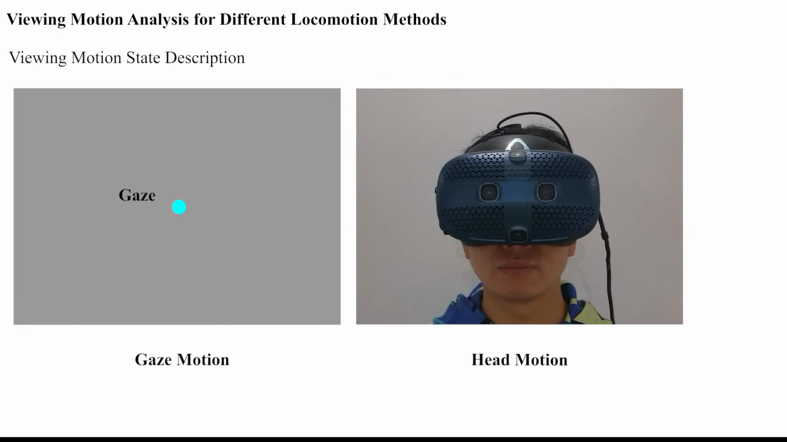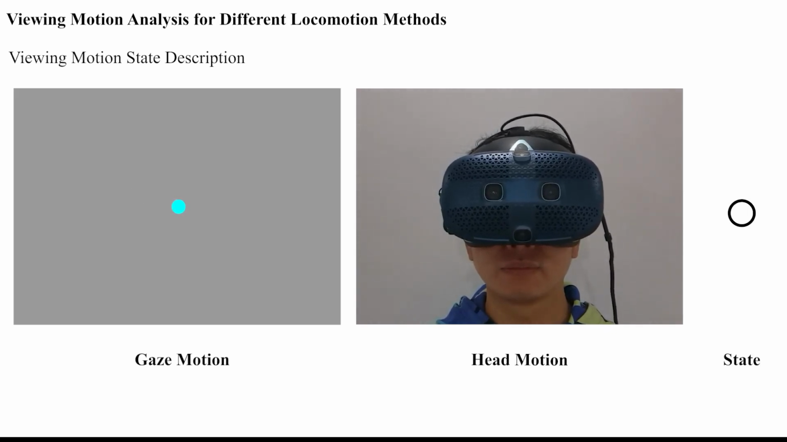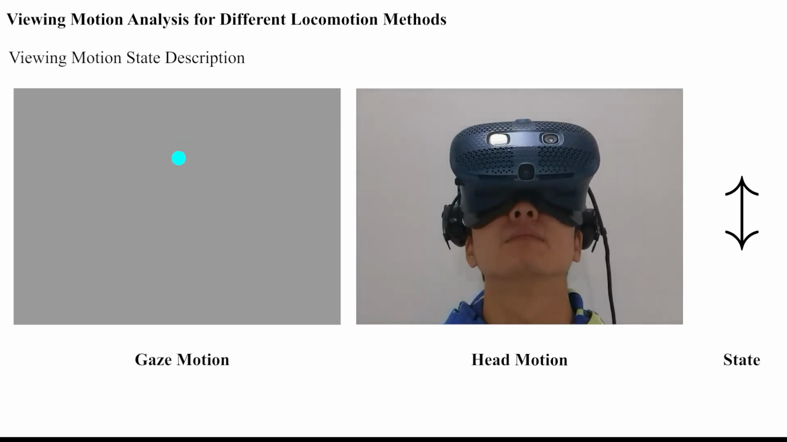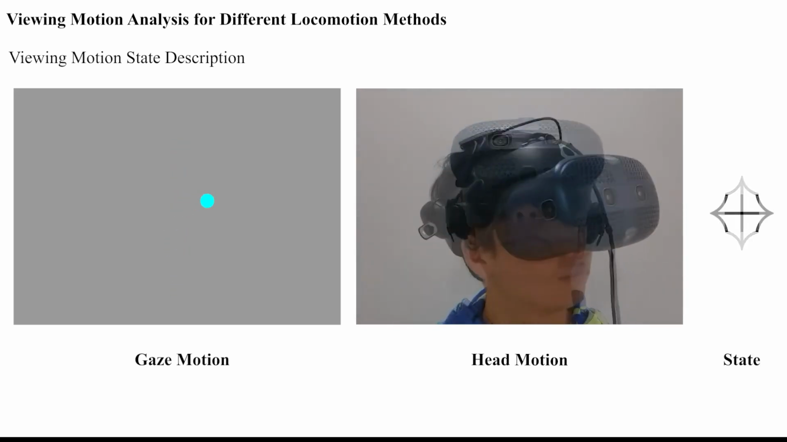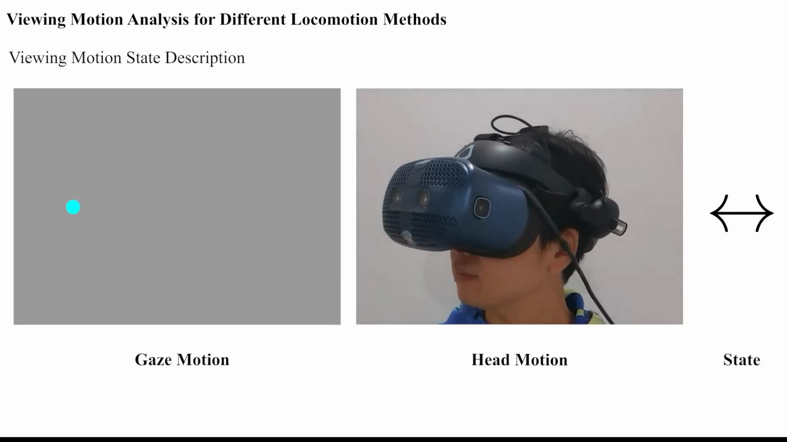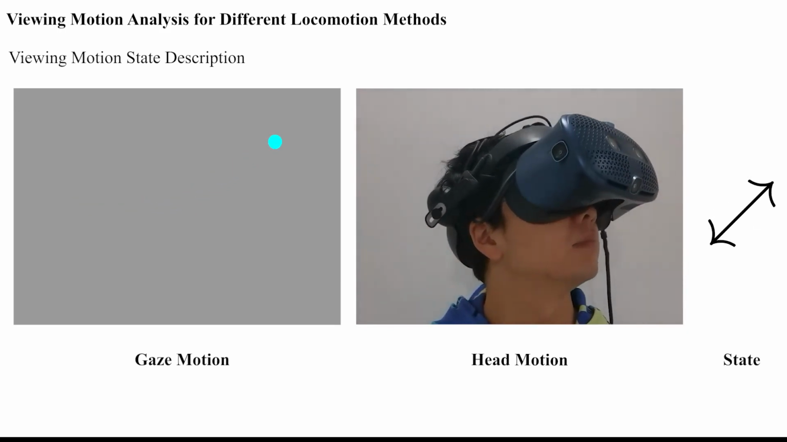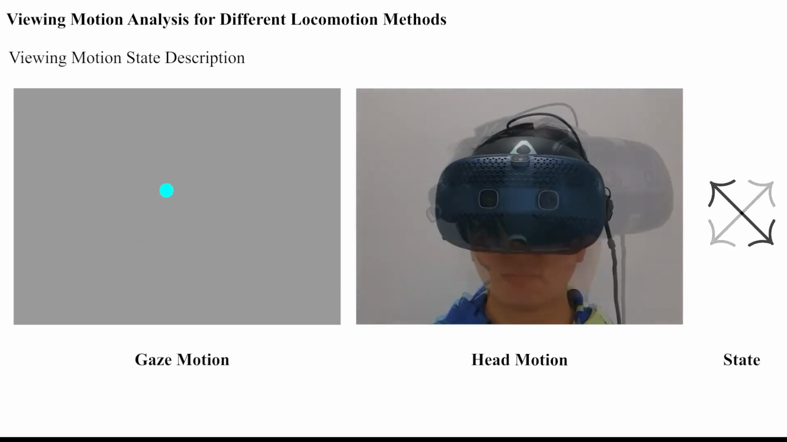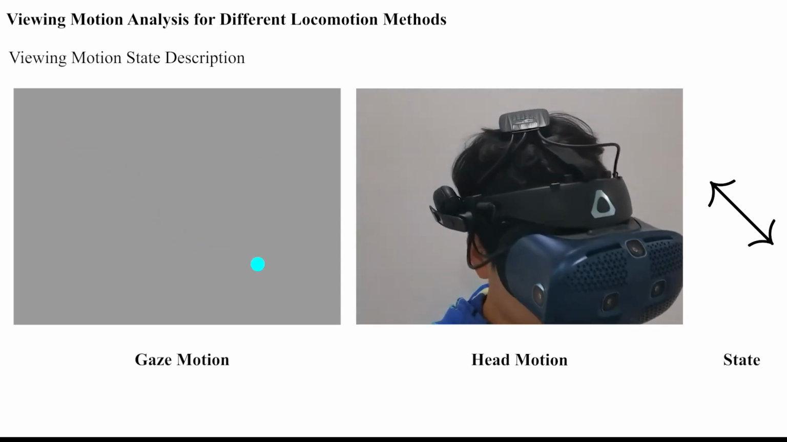The viewing motion includes gaze motion and head motion. We divide the gaze and head motion into 5 states: static, vertical motion, horizontal motion, positive oblique motion, and negative oblique motion.